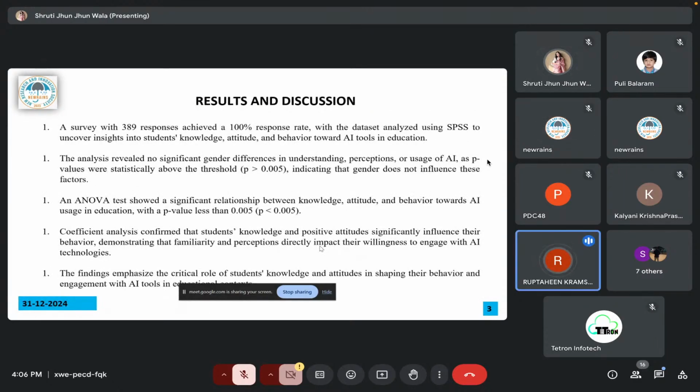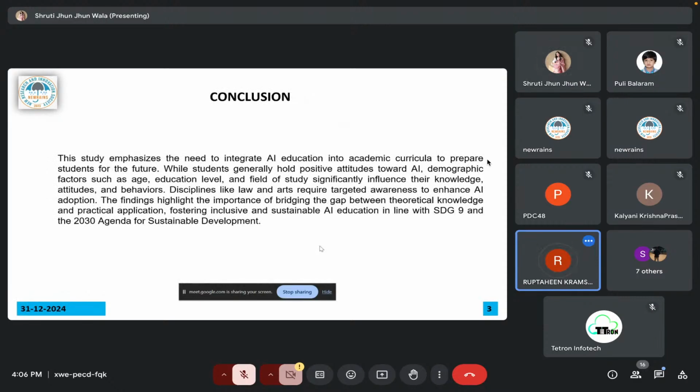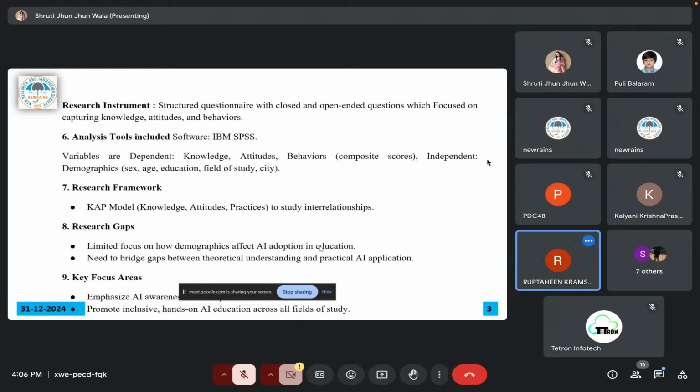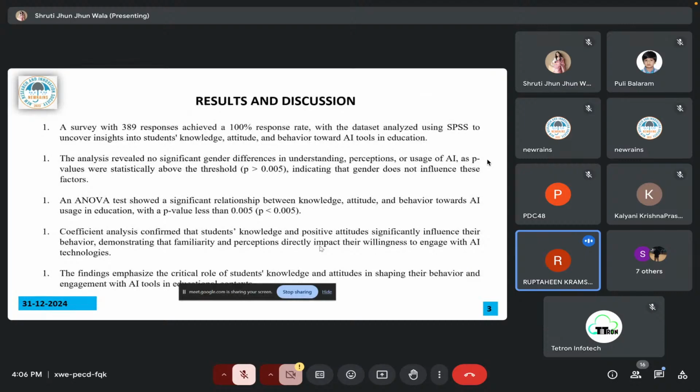So the response generated was 389. Research results and discussion. Yes, so what we did was the data which we collected through responses, we transported to SPSS. We used three methods. The first one being ANOVA.